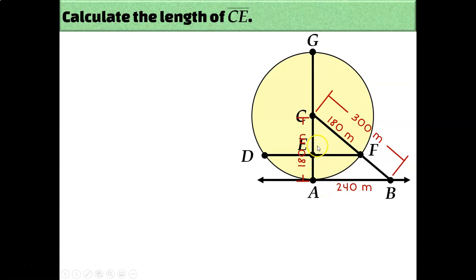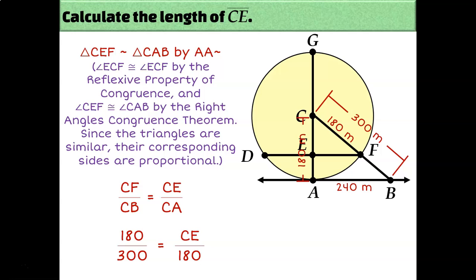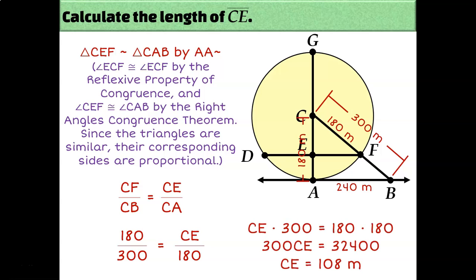They both have a right angle, so that's one pair of congruent angles, and they share angle ACB. So according to angle-angle similarity, these two triangles have to be similar to each other, which means I can solve for their side lengths using proportions. For example, I could say that hypotenuse over hypotenuse, so little hypotenuse is CF, big hypotenuse is CB, is equal to leg over leg. So little leg is CE, big leg is CA. So fill in the numbers that we know and leave CE as the number that we don't know, cross multiply, and solve, and we find out that the length of CE is 108 meters.